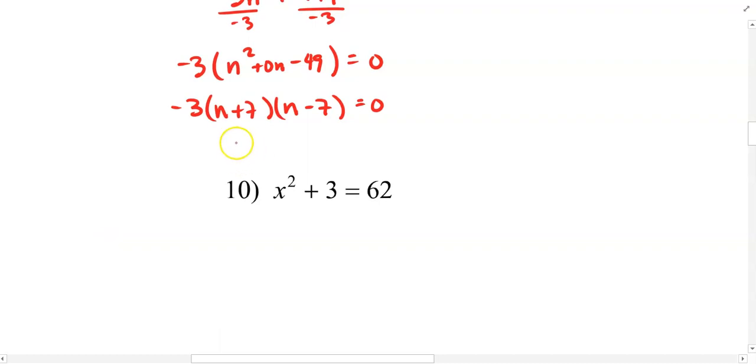were easy enough to find. They're nice factors, I should say, that lead us to solutions. The value for n has to be either negative 7 or positive 7.